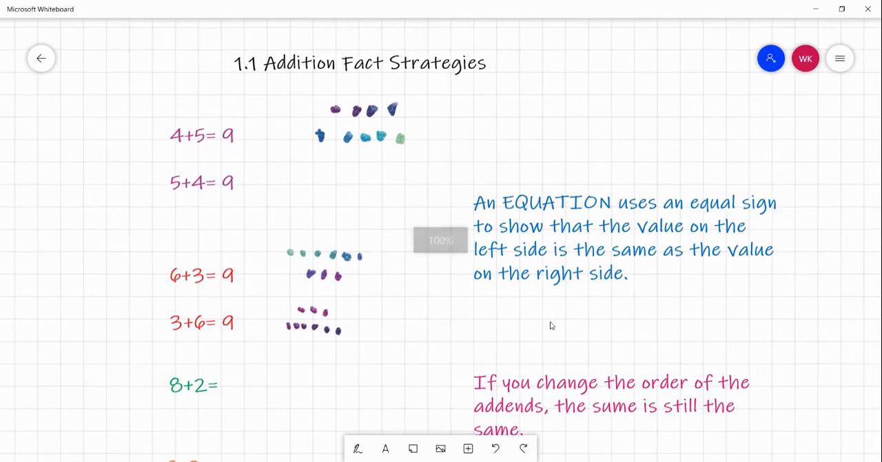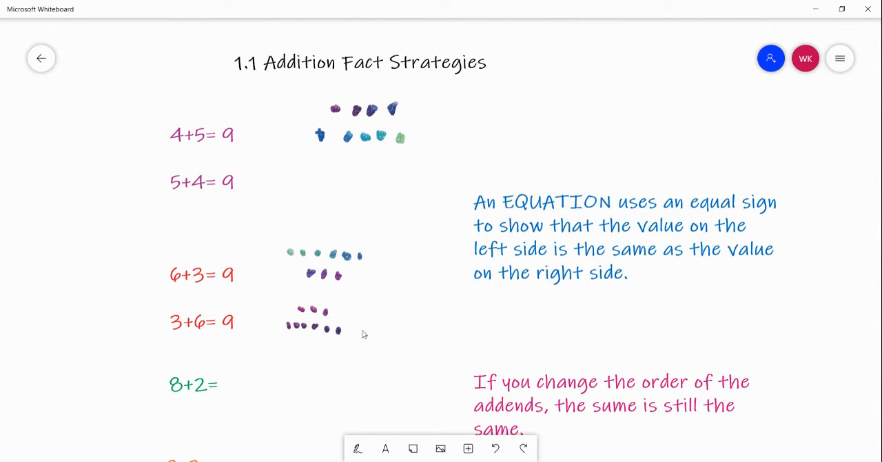Remember, an equation uses an equal sign. This is an equal sign right here. An equation uses an equal sign to show that the value on the left side, so 6 plus 3, is the same or is equal to the value on the right side, so 9. So 6 plus 3 equals 9, and 9 equals 9 because, right, it's the same number.